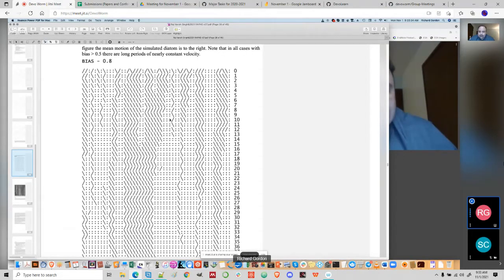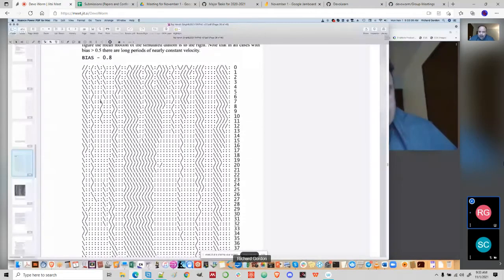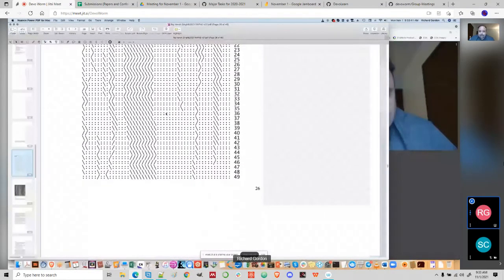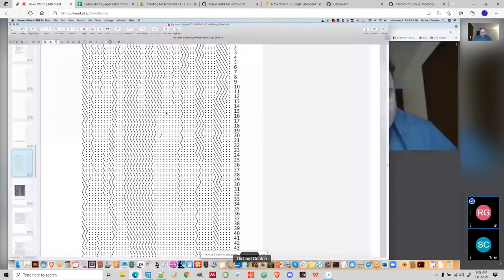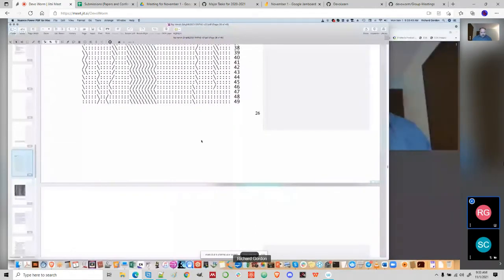We only have 50 events simulated here, so there's 1 change between each line.